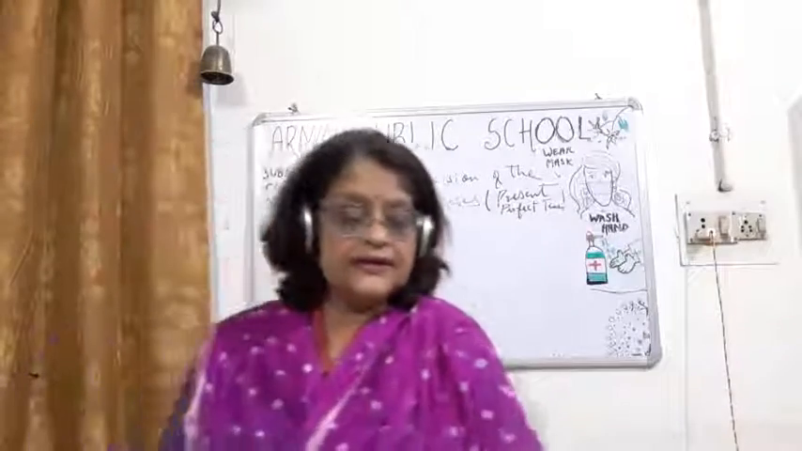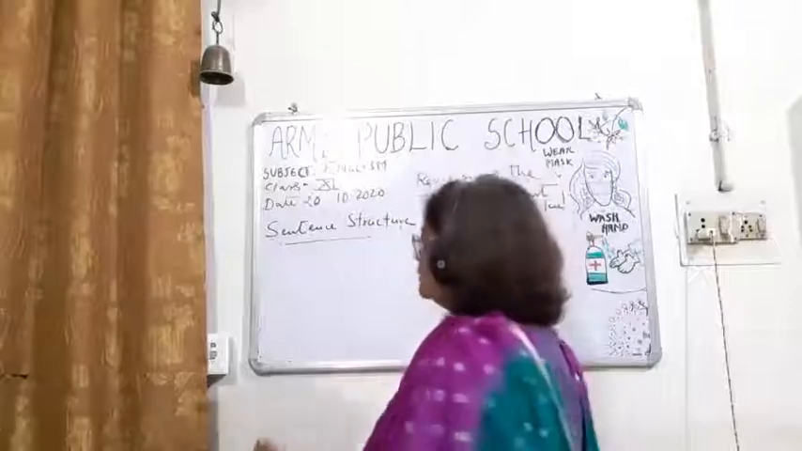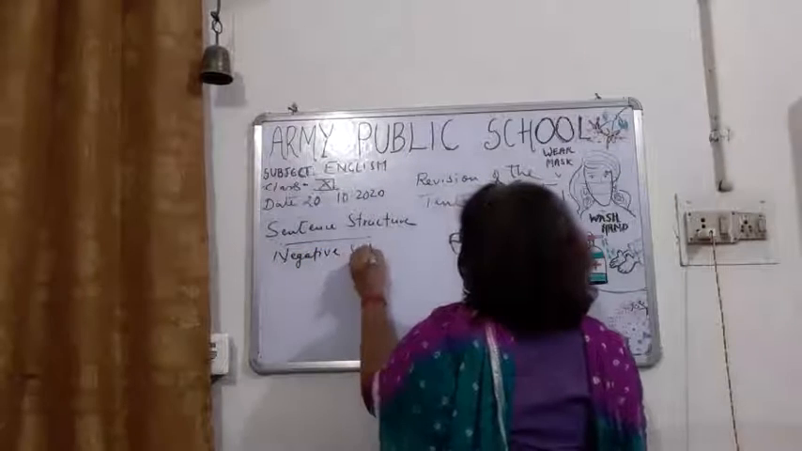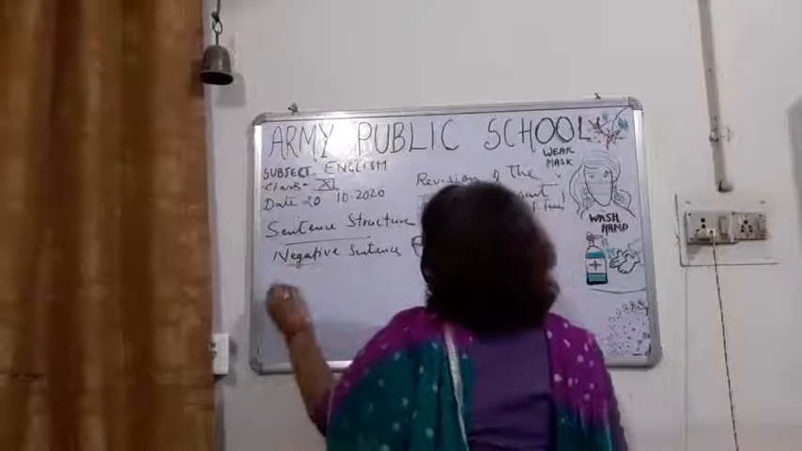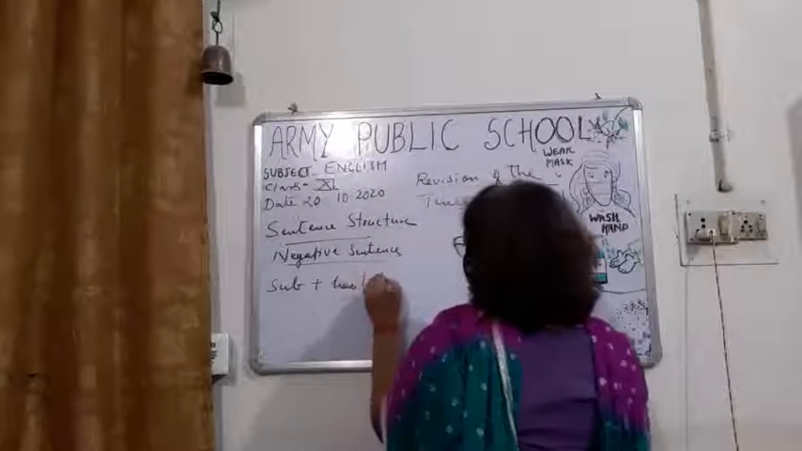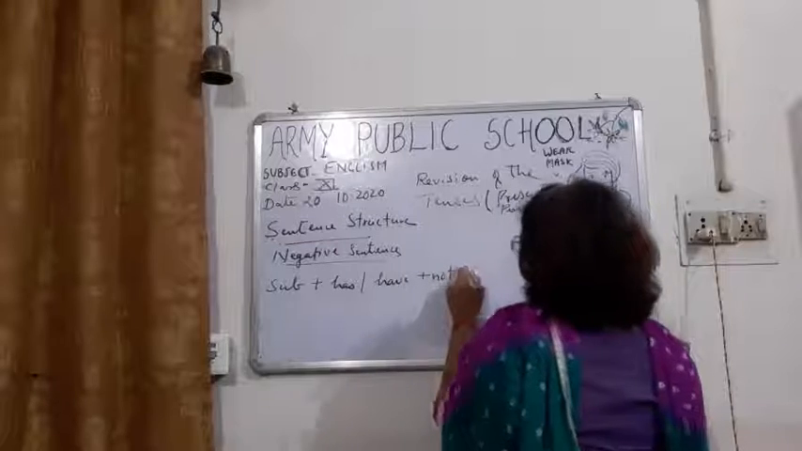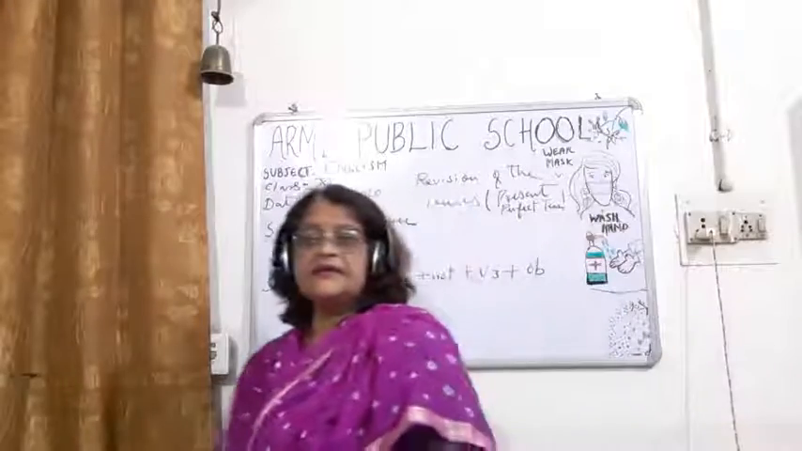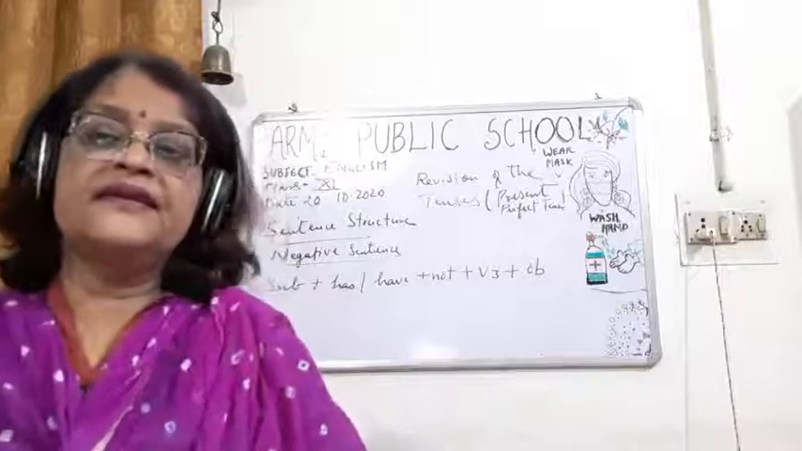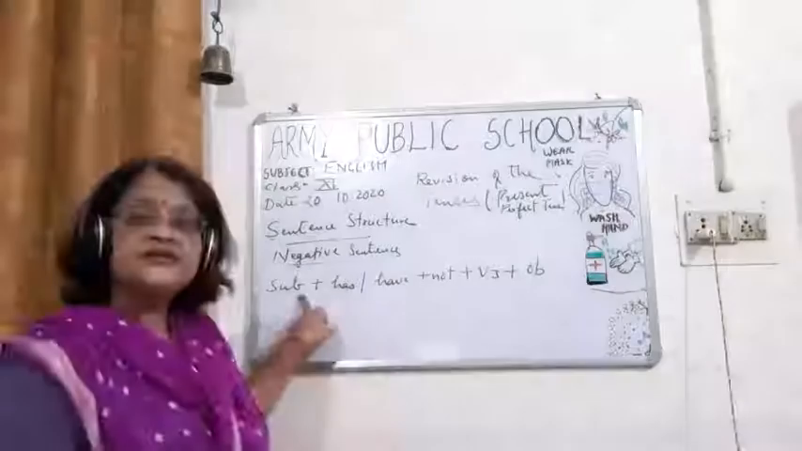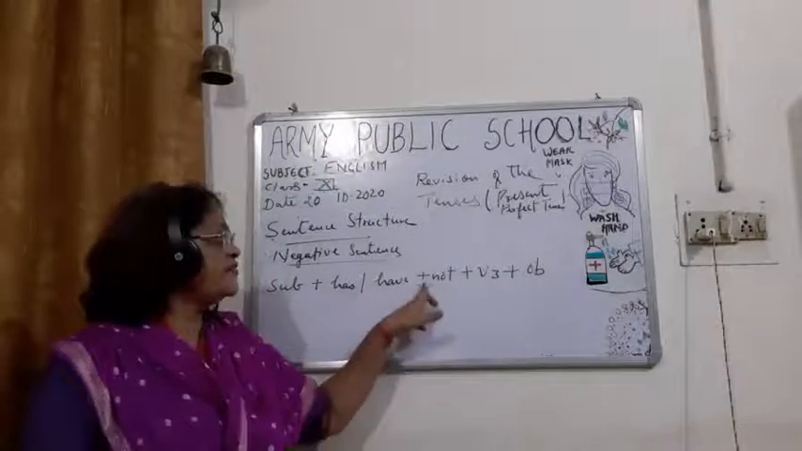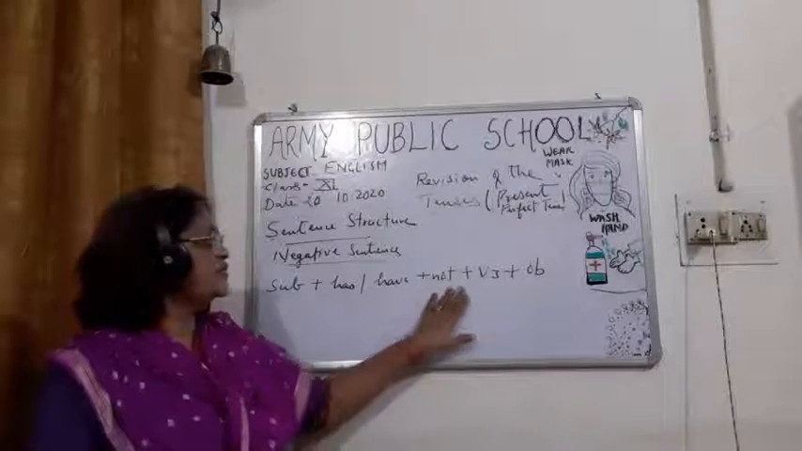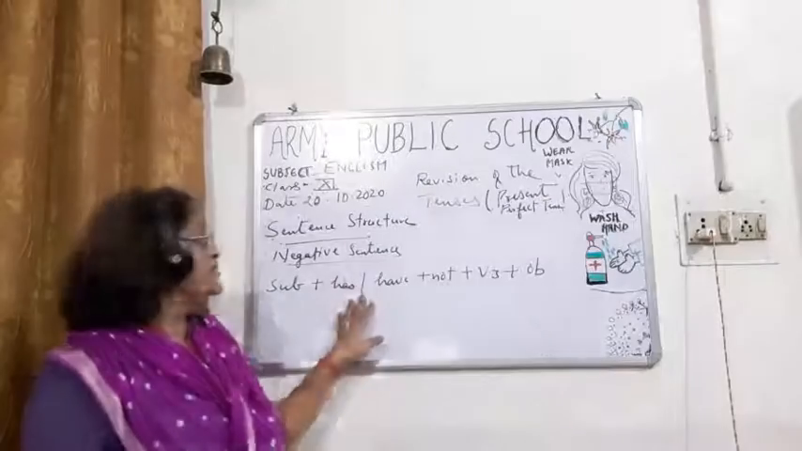Now we will take the negative sentence. Children, this is the sentence structure of negative sentences: subject plus has/have plus not plus V3 plus object. Why is not here? Because this is a negative sentence.